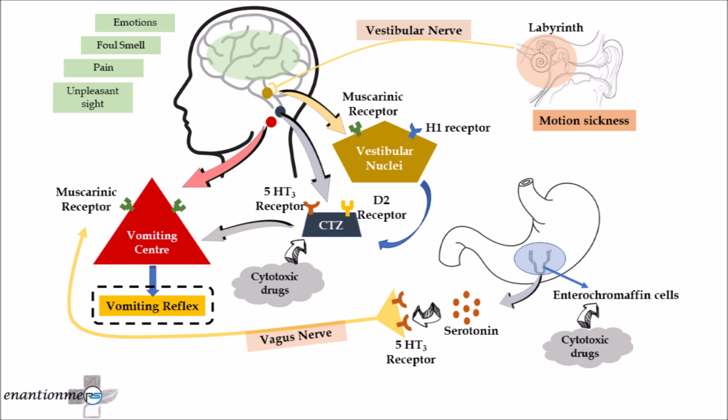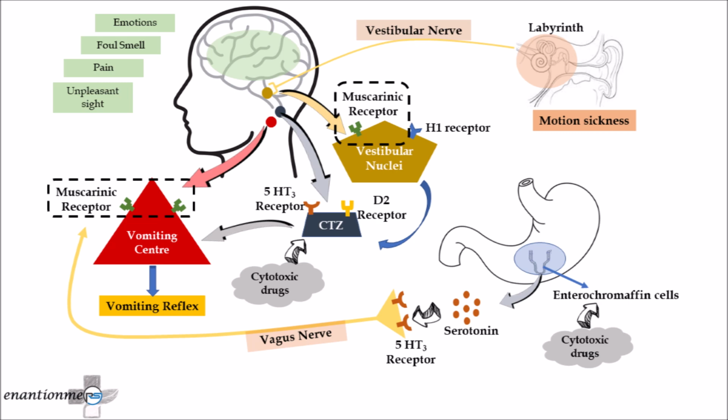Friends, this figure demonstrates the centers which are involved in vomiting reflex, and these centers are namely vomiting center, chemoreceptor trigger zone, and vestibular nuclei. These centers are activated when the receptors present on them are stimulated. Let us recall the receptors present on these centers.